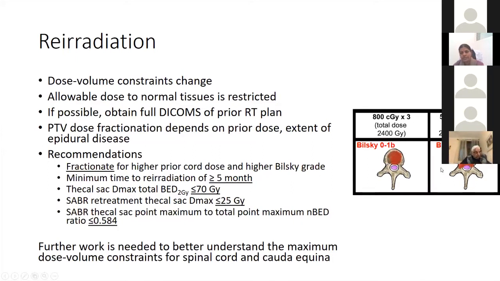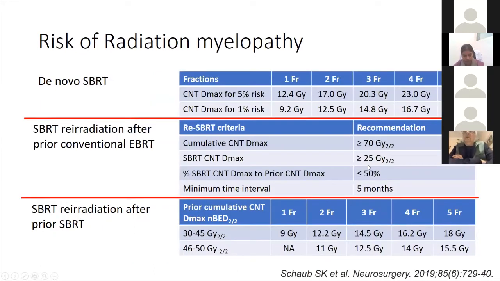This is one study where they had used, for a lower Bilsky score, a fractionation regime of 8 in 3, whereas for a higher Bilsky score, a more fractionated regime was used. So this data is by Arjun Sahgal's group, and they have determined the risk of radiation myelopathy depending on the dose to the critical normal tissues over the number of fractions delivered.